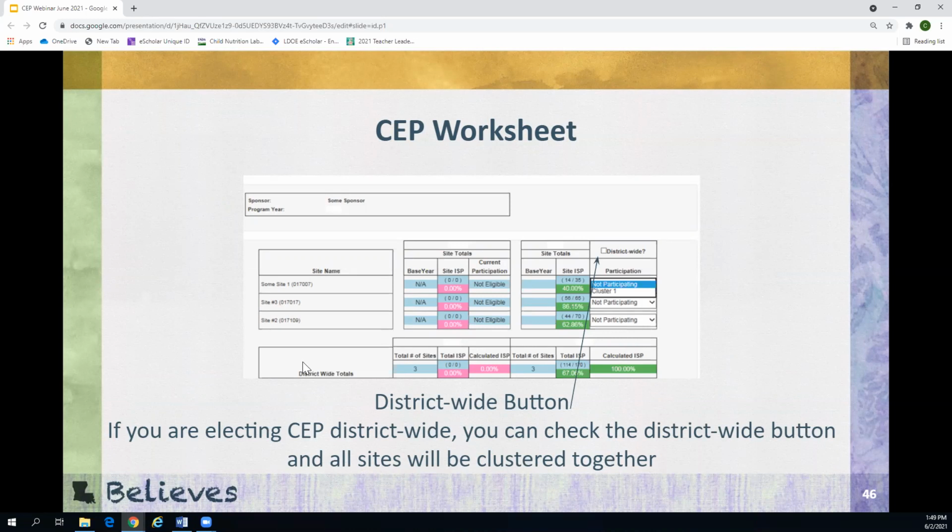I often like to do this as well when I'm putting the majority of schools in one cluster and I have just a few that I'm not. I'll select the district-wide button, let them all be put into cluster one, and then go back and manually change those ones that I don't intend to be in that cluster and make them either not participating or move them into a different cluster.